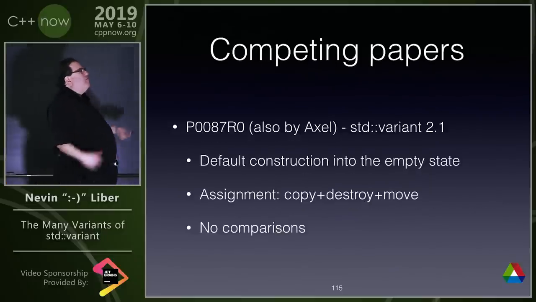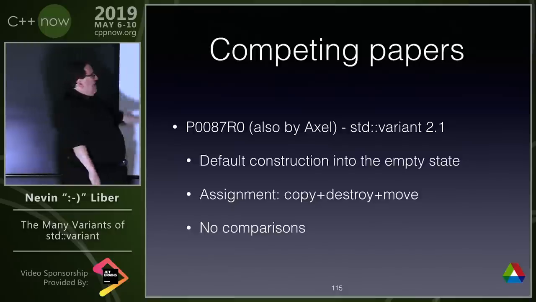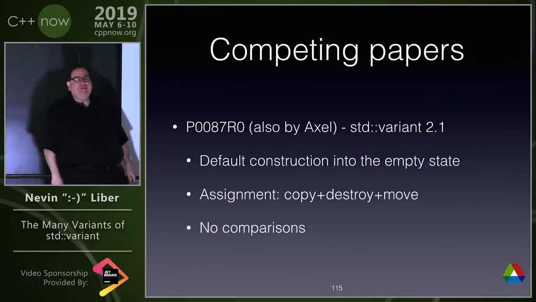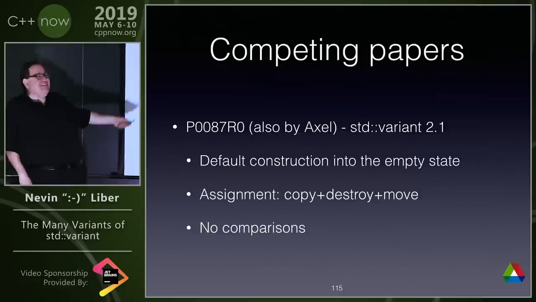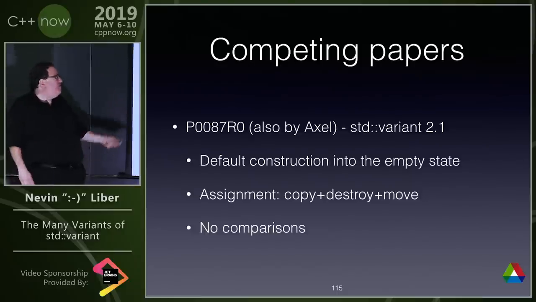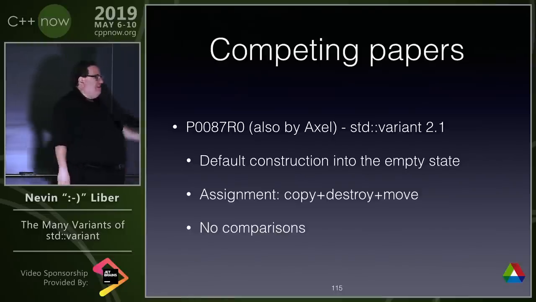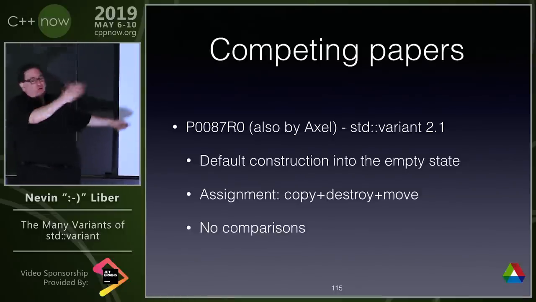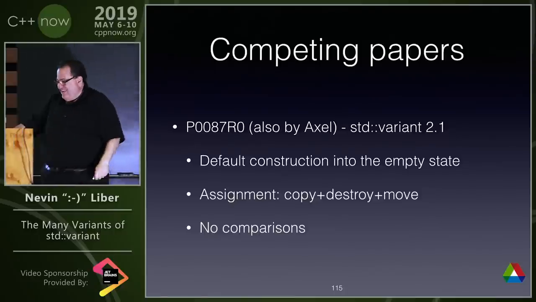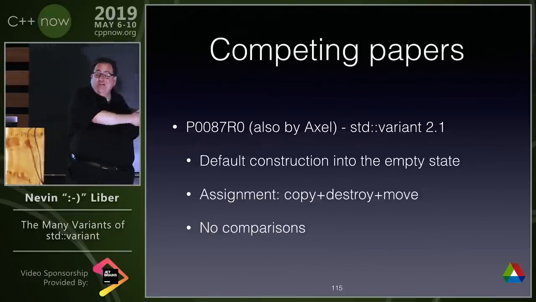But Axel, there were some competing papers at that point. Axel did another one. I don't believe his heart was in it. It's basically a slightly refined version of his first variant: default construction of the empty state, Simon's always copy, destroy, then no comparisons in it. I think it's mainly because we asked him to do this particular work.